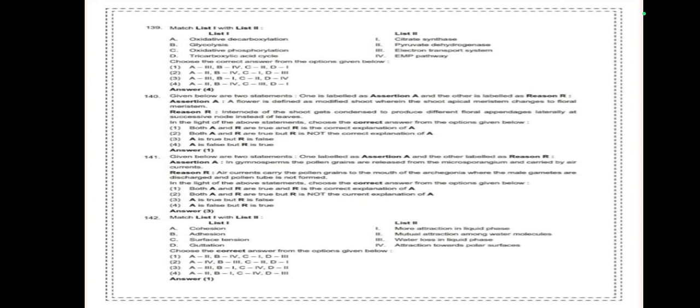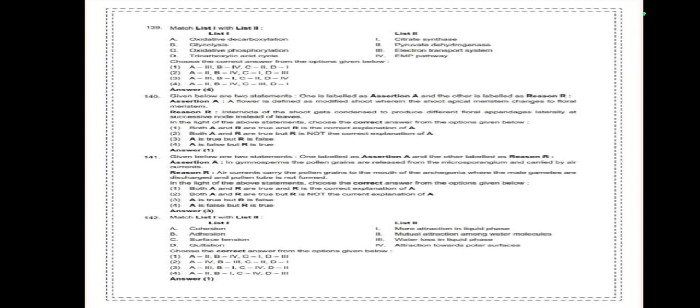Question 140. Given below are two statements. One is labeled as assertion and the other is labeled as reason. Assertion: a flower is defined as a modified shoot wherein the shoot apical meristem changes to floral meristem. Reason: internodes of the shoot get condensed to produce different floral appendages laterally at successive nodes instead of leaves. In the light of the above statements, choose the correct answer from the options given below. Answer is 1. Both A and R are true and R is the correct explanation of A.